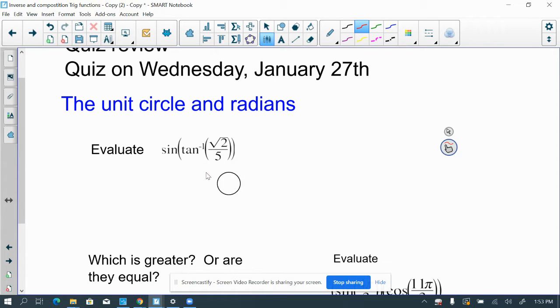This one was a tough one. The hint said to draw a right triangle. Okay, well, let's figure out what is even being asked of us. First thing I have to do is figure out what that is. That is saying the tangent inverse of rad 2 over 5. So that is an angle. I want an angle that happens to have a tangent of rad 2 over 5.